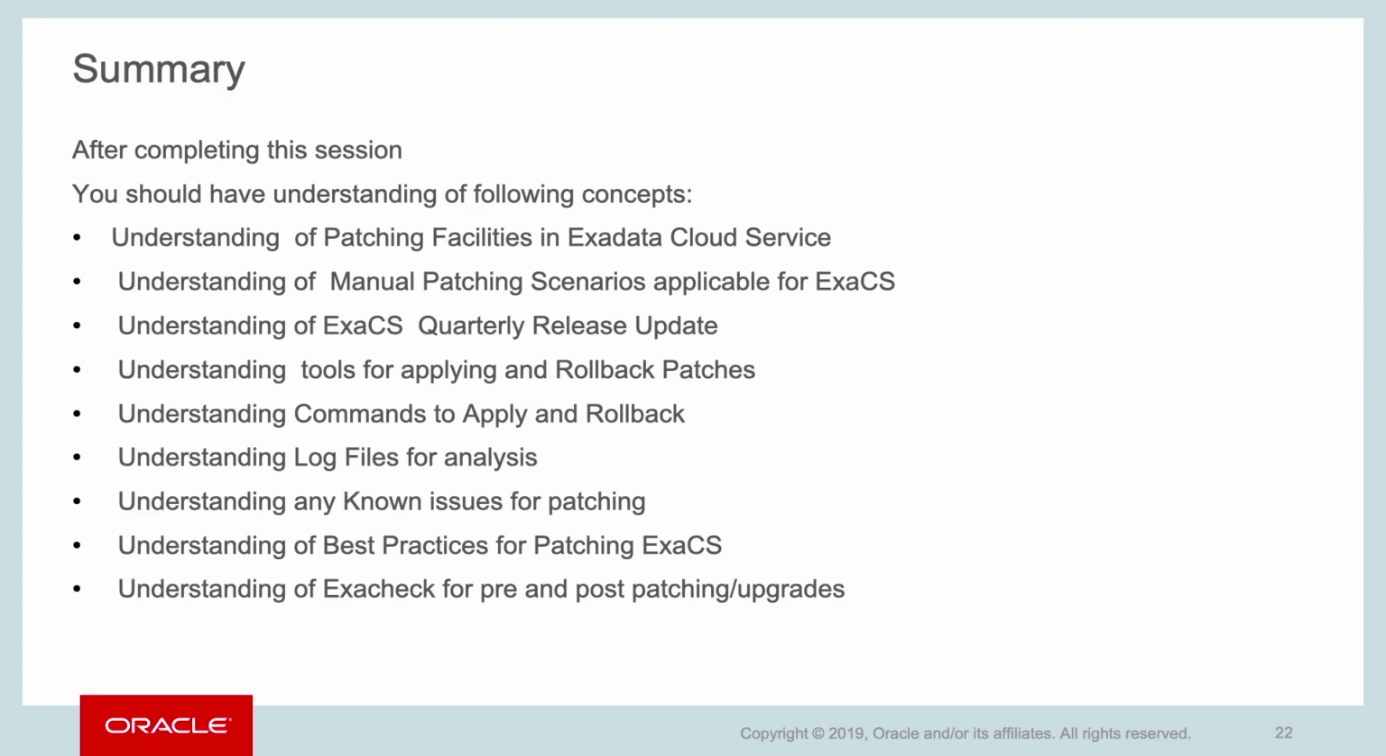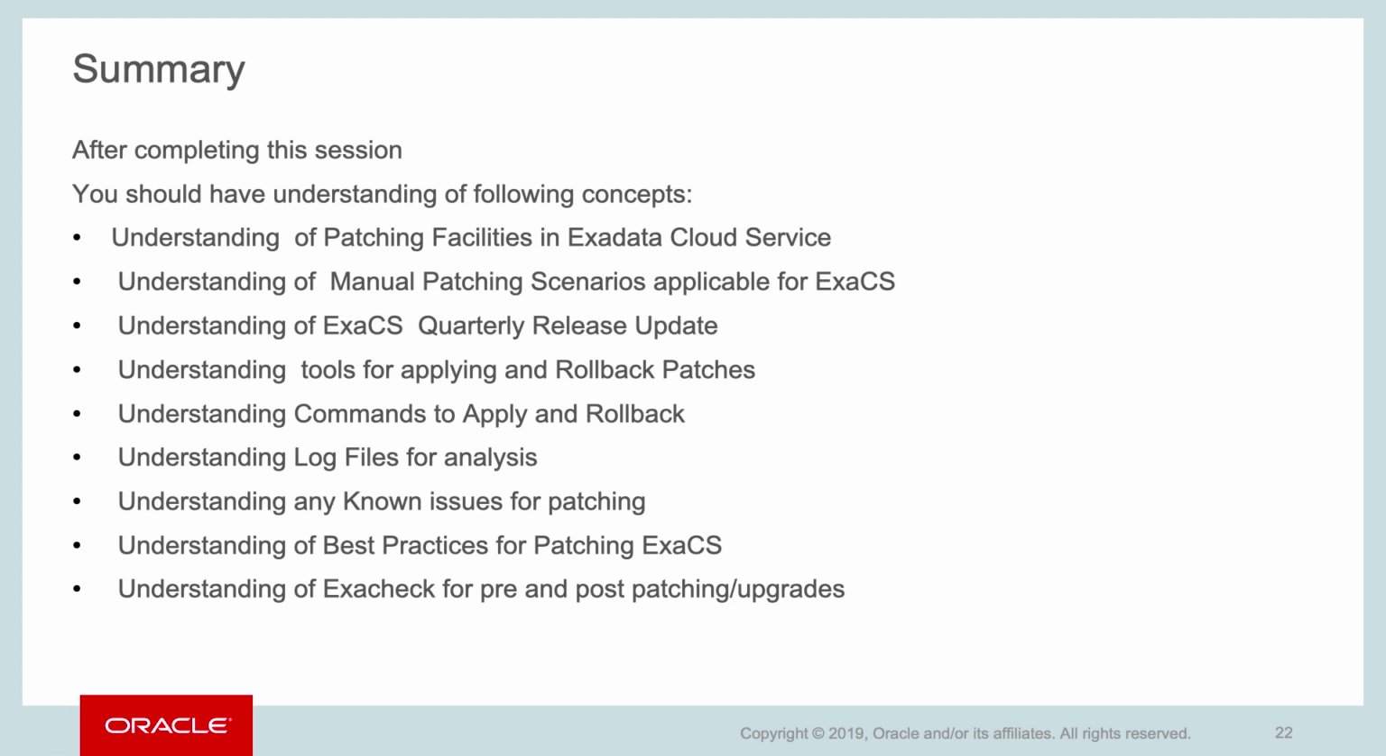So just summarizing, what we have seen is understanding the patching facilities in Exadata Cloud Service. We also discussed various manual patching scenarios which are applicable, like DST upgrades or Java virtual machine patching, or one-off patches which are very specific for your environment. We looked at XRCS quarterly release updates, and also discussed tools which provide you methods to apply as well as roll back patches. We also discussed the various log files which could be useful, especially for troubleshooting or understanding any known issues for patching. The best practices we discussed are not needed before attempting, but it is always good to have. And understanding of exacheck for pre and post patching or upgrade scenarios.